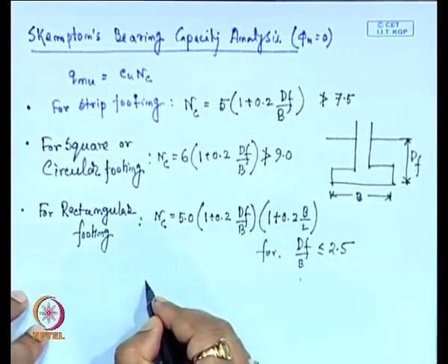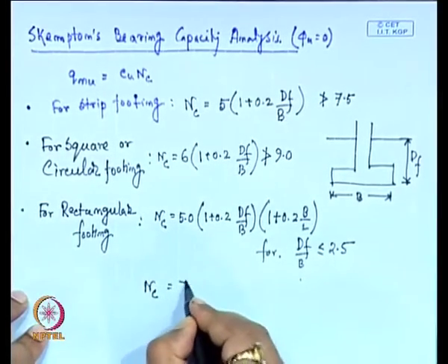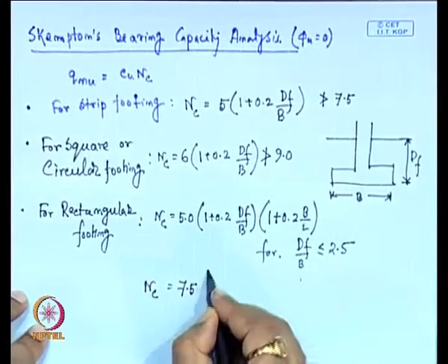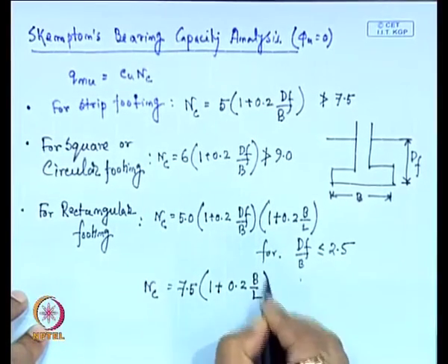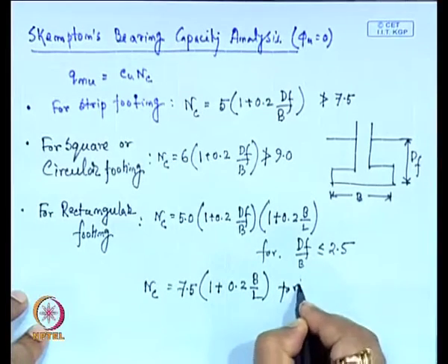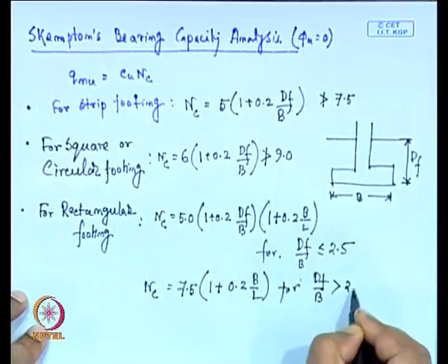Now, similarly, if df by b is greater than 2.5, then we can use the Nc value as 7.5 plus 0.2 b by L, for df by b greater than 2.5.